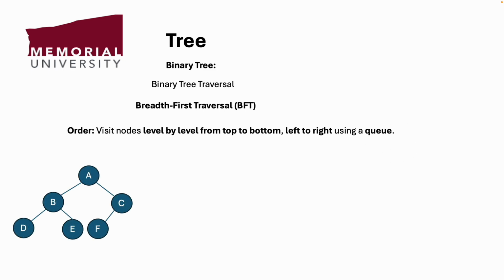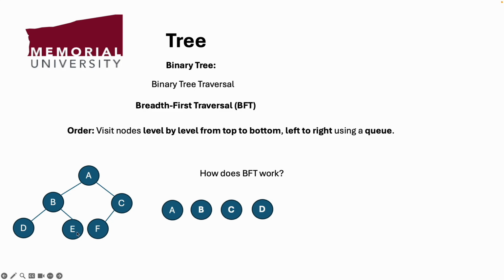Okay, same tree. Let's process the breadth first traversal based on the definition of the order. First we visit A, and then go level by level, from left to right. Once A is complete, go to the second level: B, and then C. And then we go to the third level: D, E, and F. That's how the breadth first traversal works in the binary tree.